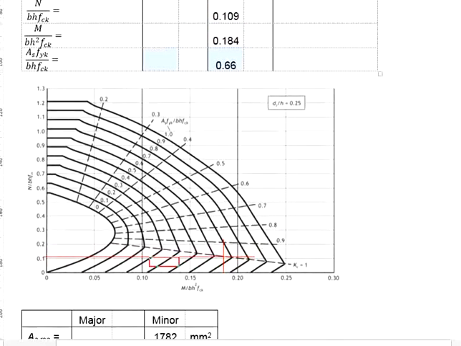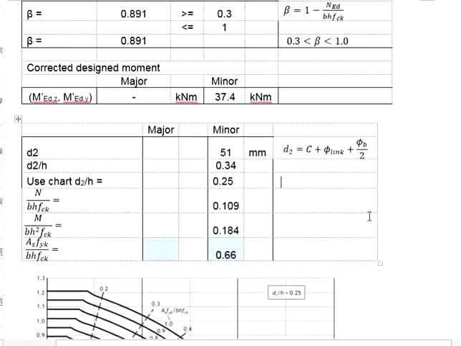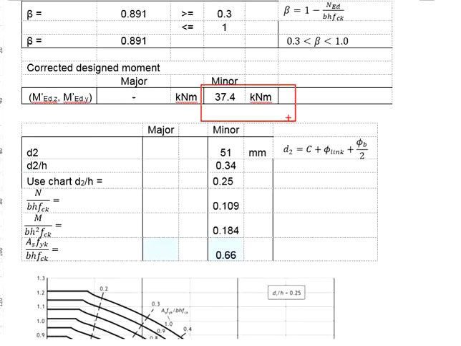As for the x-axis, you need to generate a number for M per BH square FCK. This M here will be the one that you have calculated previously, taken into consideration of the biaxial bending effects due to the major axis. Now your M is 37.4 kN divided by BH square FCK.